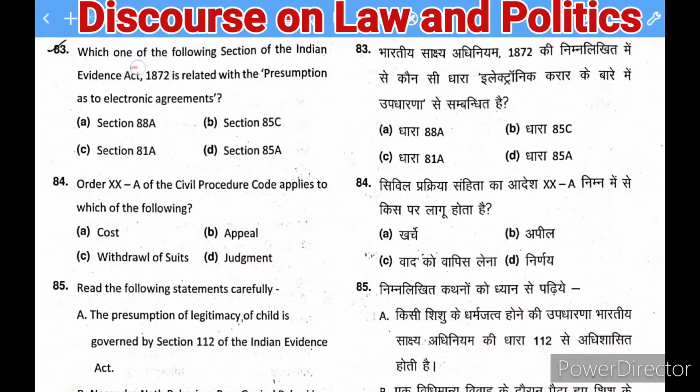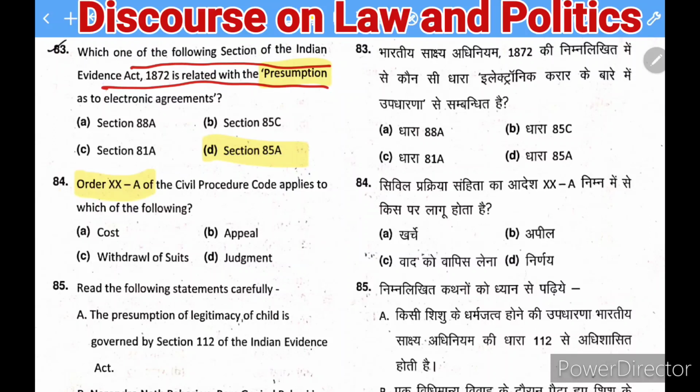The next question is this: which one of the following sections of the Indian Evidence Act of 1872 is related with the presumption as to electronic agreements? The options given here are 88A, 85C, 81A and 85A, and the right answer of this question is 85A. This is the right answer. Moving to the next question.